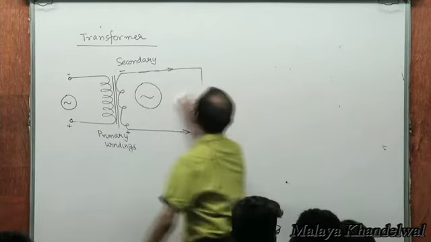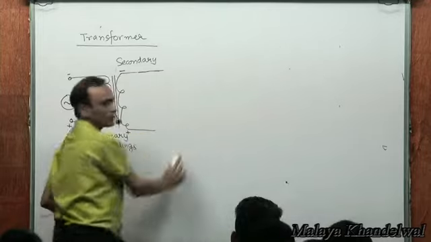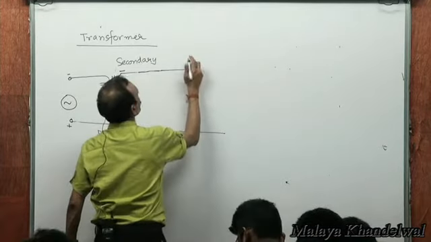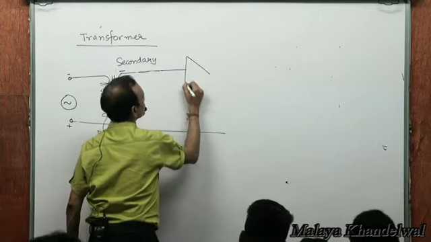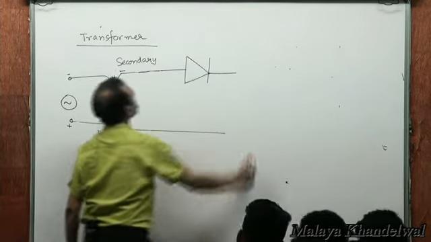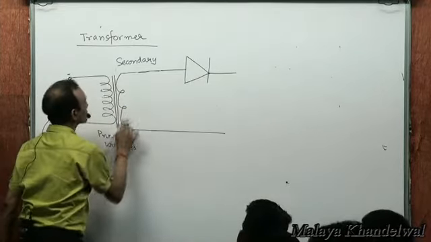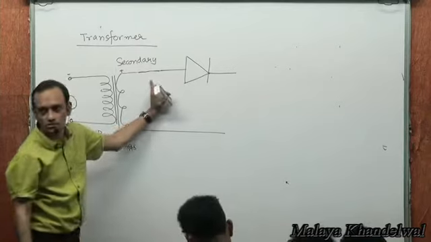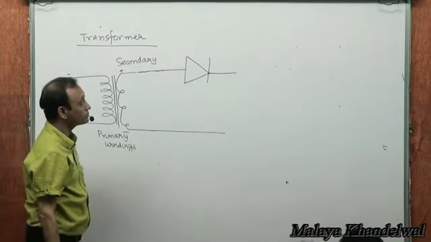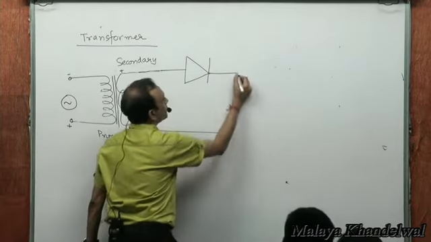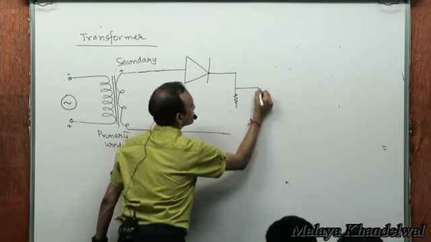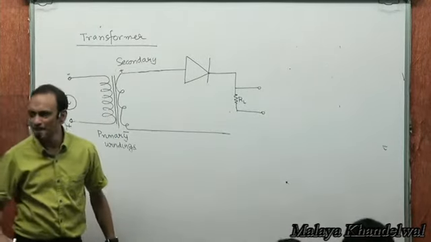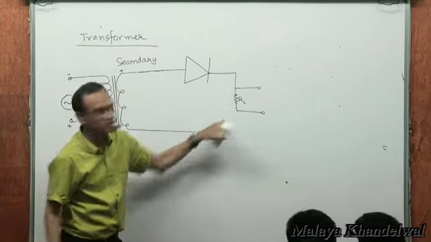Now what is done is, say, this is my PN junction diode. This is plus, this is minus. This is my PN junction diode connected to the secondary coil. And this is my load resistance, which could be a battery, for example, in which I want current only to flow in this direction.